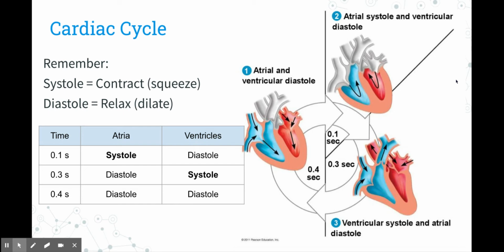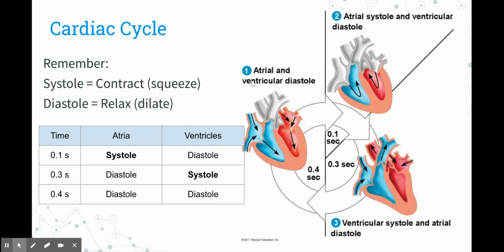In the cardiac cycle, that's 1 heartbeat, we have a few stages here. Remember that systole describes a contraction. Systole with an S, maybe you'll remember squeeze. That's where the vessels or the chambers are squeezing or contracting to push blood out. Diastole is the dilation phase, the relaxation phase.